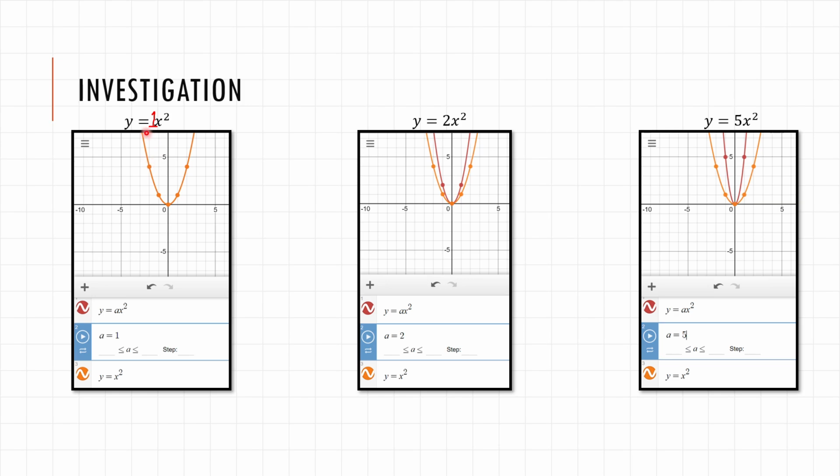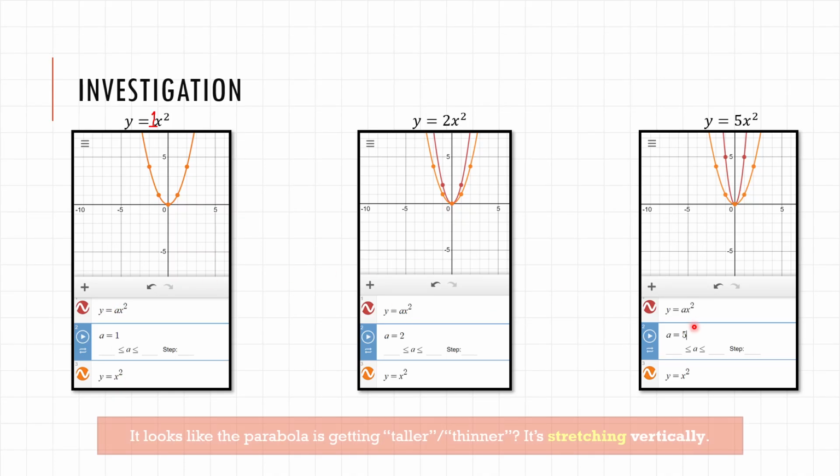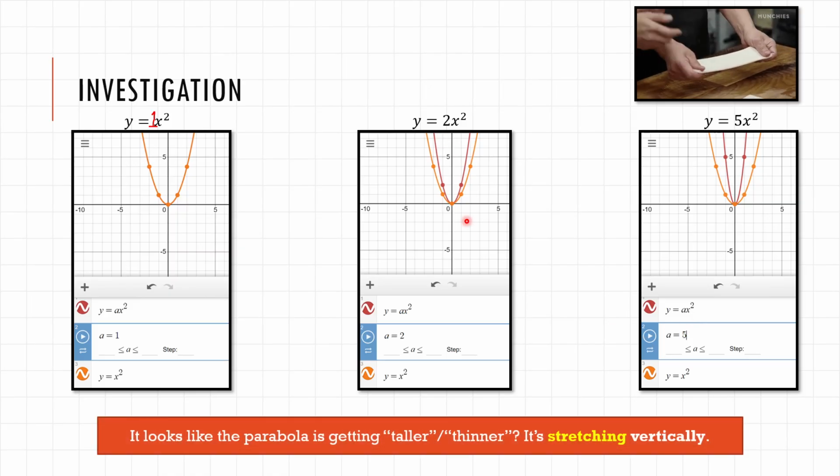And so what can we say? How can we describe what happens to the orange quadratic, the quadratic y equals ax squared, as a increases from 1 to 5? We would say that the parabola looks like it's getting taller or thinner. What's actually happening is it is stretching vertically. It's like somebody's grabbing it from the top and the bottom and pulling it up and down.